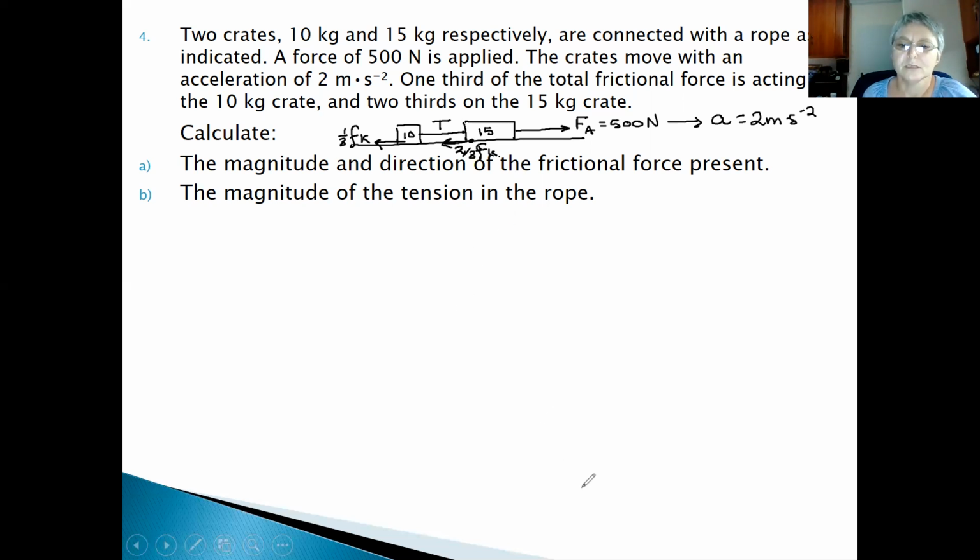Now, can you see that there are two unknown quantities here? The tension is unknown and the friction is unknown. If there are two unknowns, we need to build two equations. Two unknowns requires two equations. Before we start building our equations, we need to help ourselves to see the situation by drawing free body diagrams.